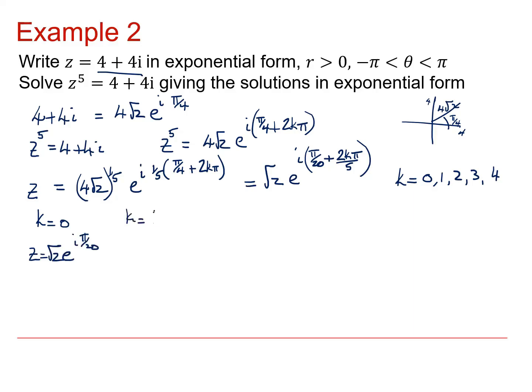When k equals 1, I'm going to get that z is equal to root 2 e to the i. I'm actually going to get an extra 8 pi by 20, so this is going to be 9 pi by 20 here. And when k equals 2, again, it's going to be 8 pi by 20 further on, so z is going to be root 2 e to the i 17 pi by 20.